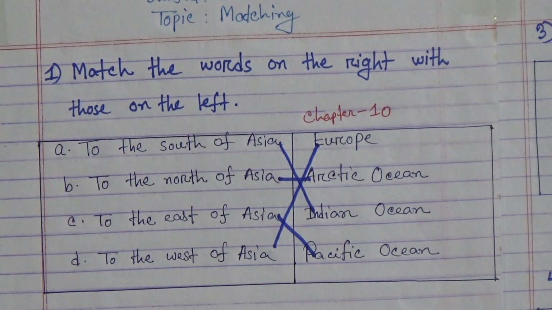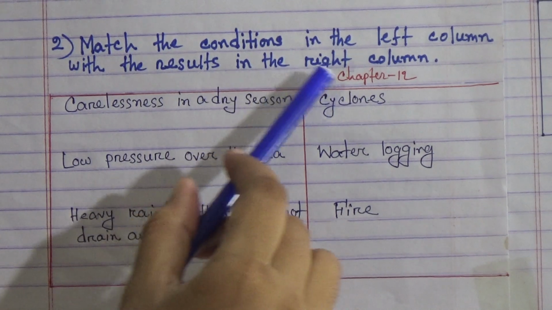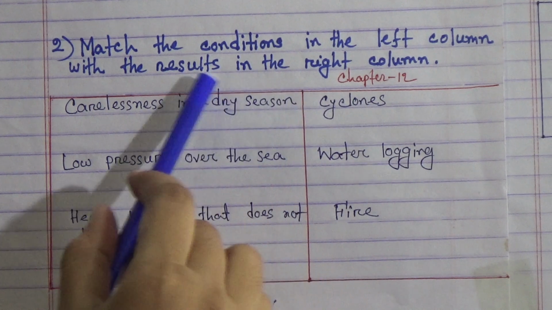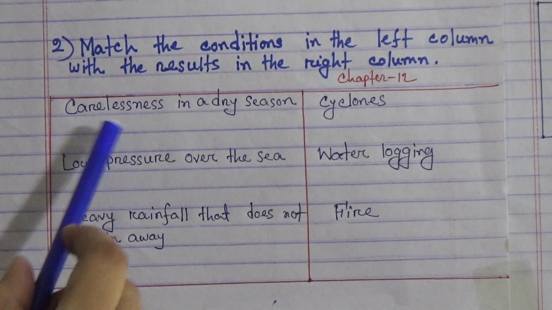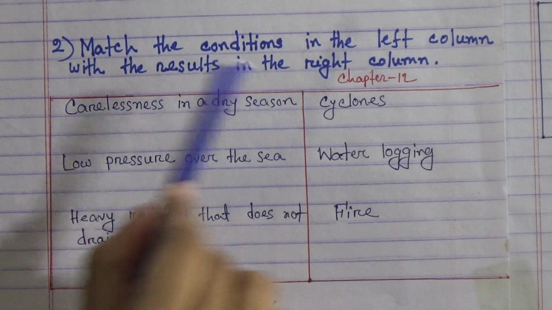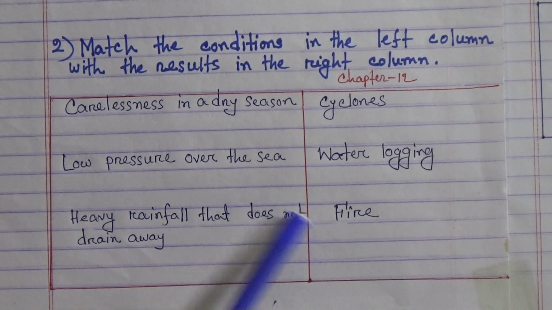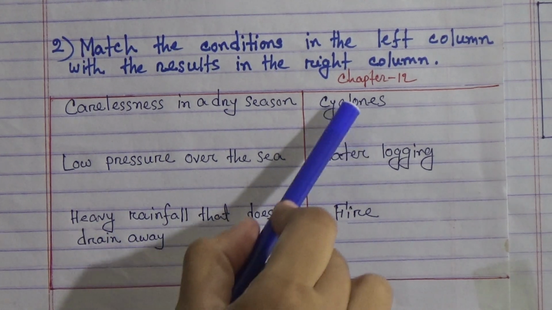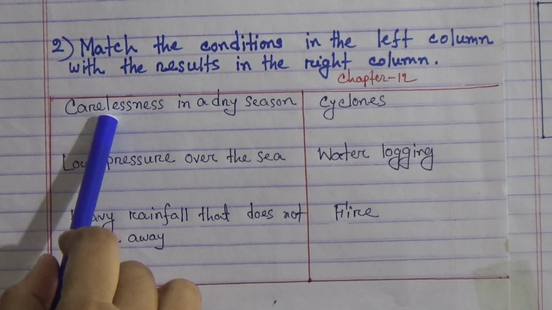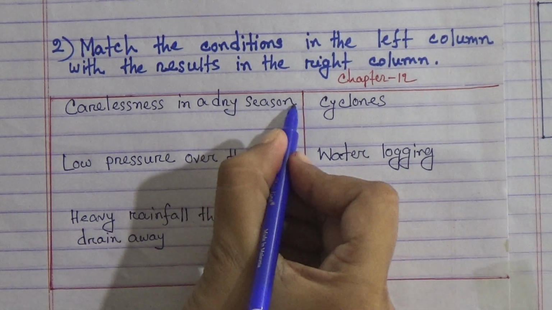Now come to the second question. Match the conditions in the left column with the result in the right column. This column is given from chapter 12. Now, carelessness in a dry season, low pressure over the sea and heavy rainfall that does not drain away. Here are given on the right side cyclones, waterlogging and fire. First one, carelessness in a dry season. Okay, it will match fire.